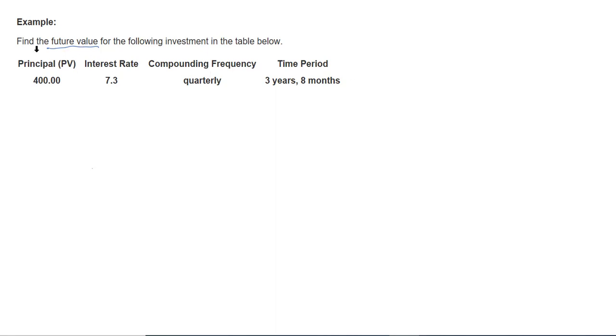Let's look at an example. Finding the future value of the following investment in the table below. Principal PV is $400. Interest rate is 7.3%. Compounding frequency is quarterly. Time period is 3 years and 8 months. We'll have 3 steps. Step 1, we will draw a timeline.